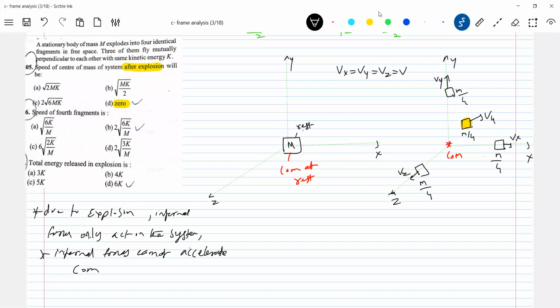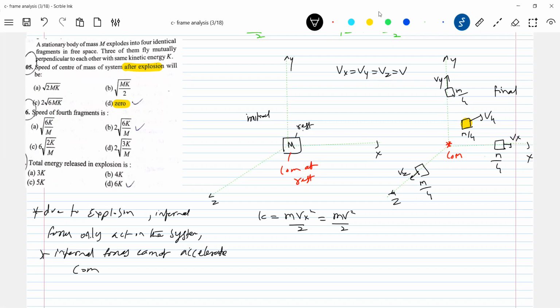Let's do one thing. What is the same kinetic energy telling? So shall we write the kinetic energy? K should be equal to m vx squared by 2, or m v squared by 2. Shall we apply conservation of linear momentum? This is the initial, this is the final.